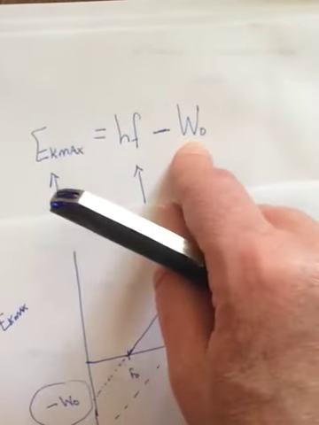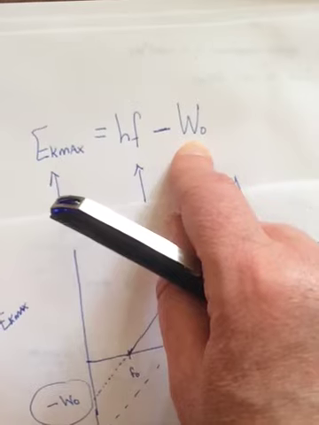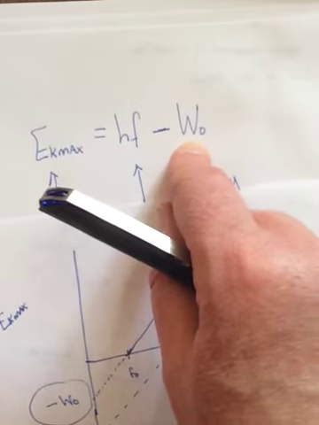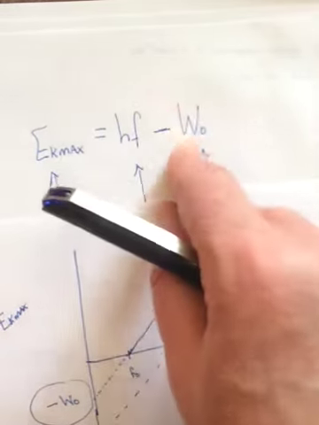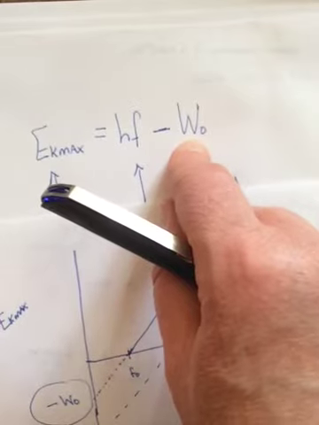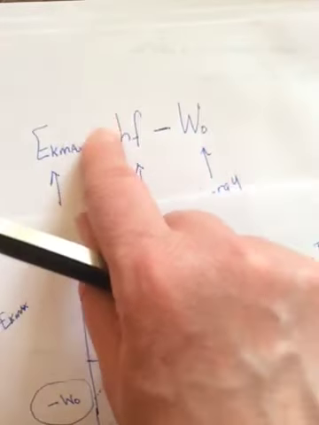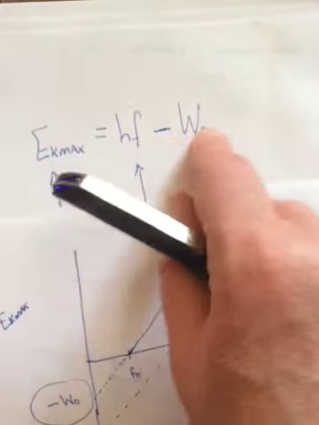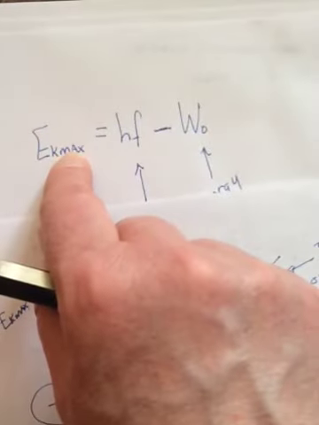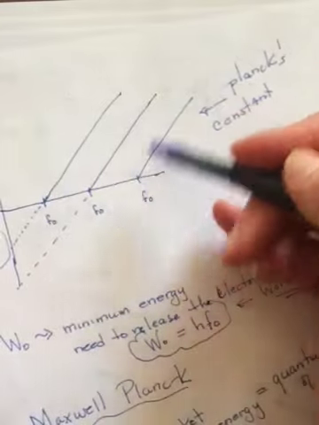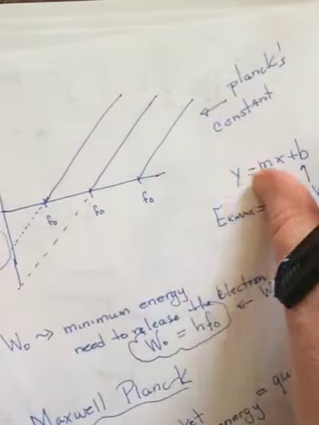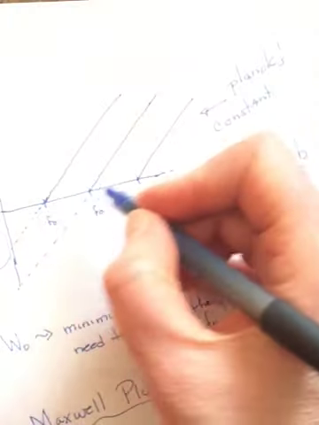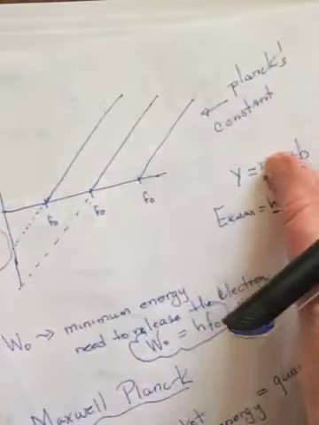The WO doesn't change. It's constant for a given metal. Aluminum has one WO, sodium another, copper another. So as long as you're using the same metal, the WO stays the same. So if you increase the frequency, then the traveling energy of the electrons gets bigger. The kinetic energy gets bigger. And that's why we have these lines. Okay? So as the F goes up, the kinetic energy goes up.